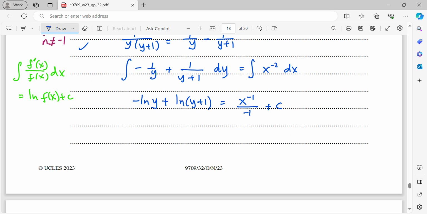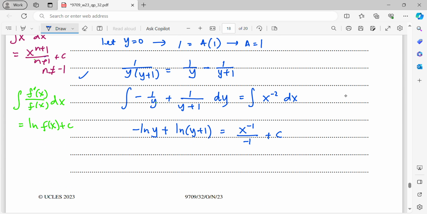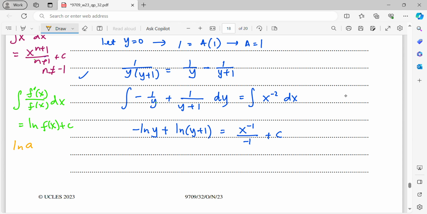So I will rewrite this. On the left hand side, I may combine. So ln a minus ln b is ln a over b. So I combine first. This is ln y plus 1 over y. Right hand side, negative 1 over x, because x degree negative 1, you bring it down.